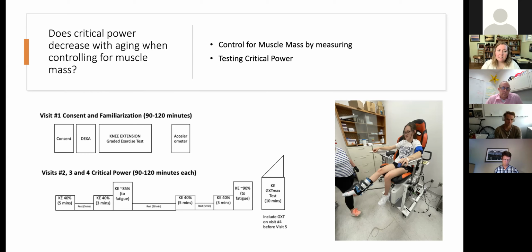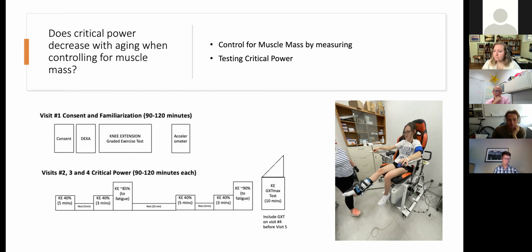In this case, in terms of answering this question, to determine critical power, we'll match the old and the young subjects, and then we'll divide by their muscle mass so that it'll give us a comparable number between the two. Gotcha. Okay. Thank you.